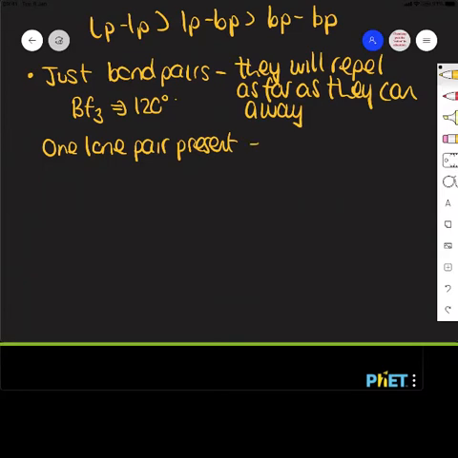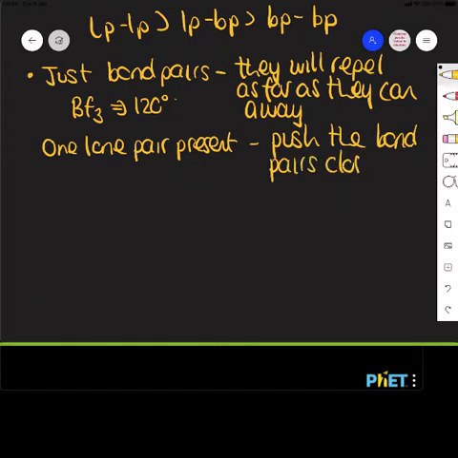think of lone pairs like bullies. They really don't like anyone near them, and they will push people away. So they're really mean. The bond pairs just want to get kind of close to them, and they say no. So if one lone pair is present, it will actually push the bond pairs closer to each other. It repels them.